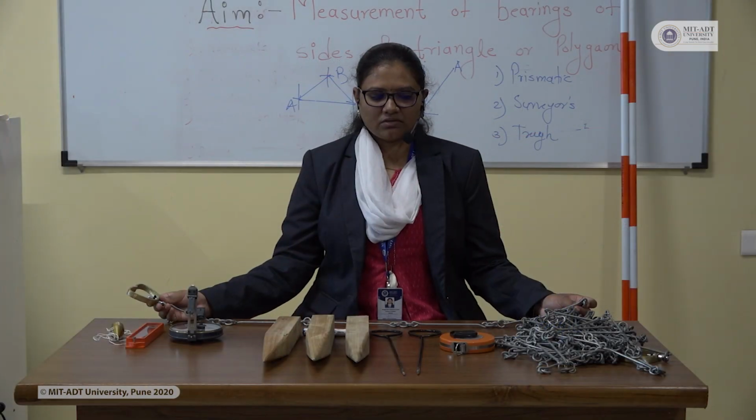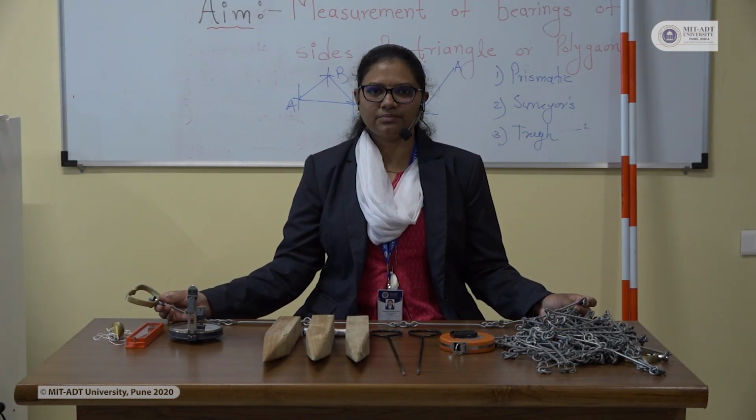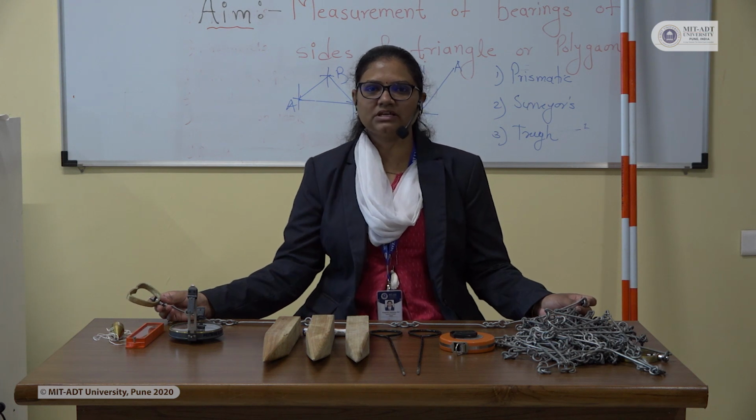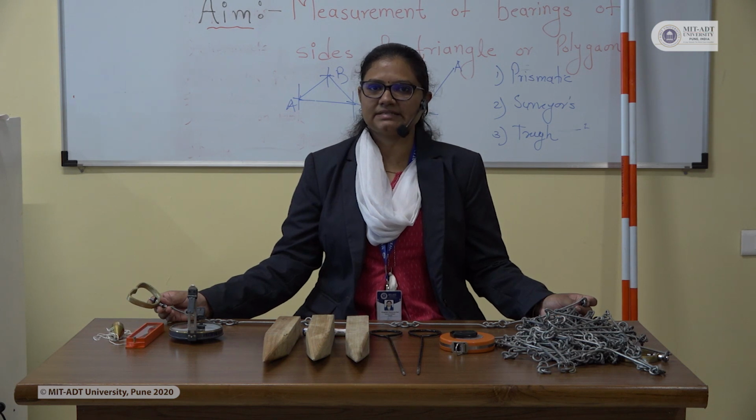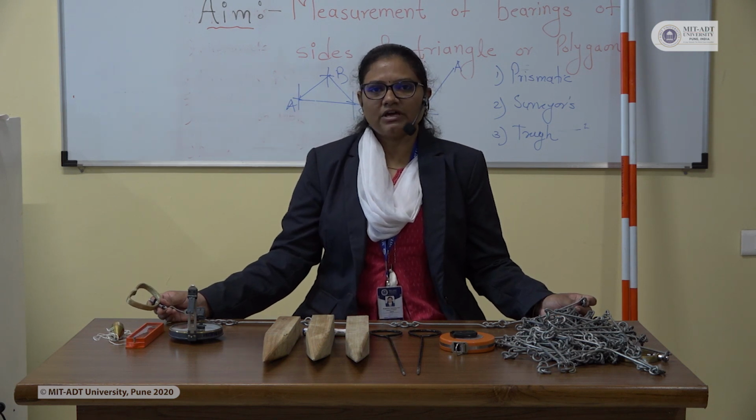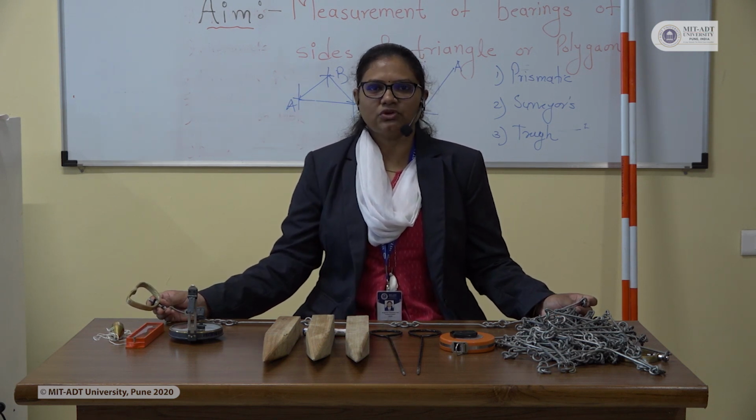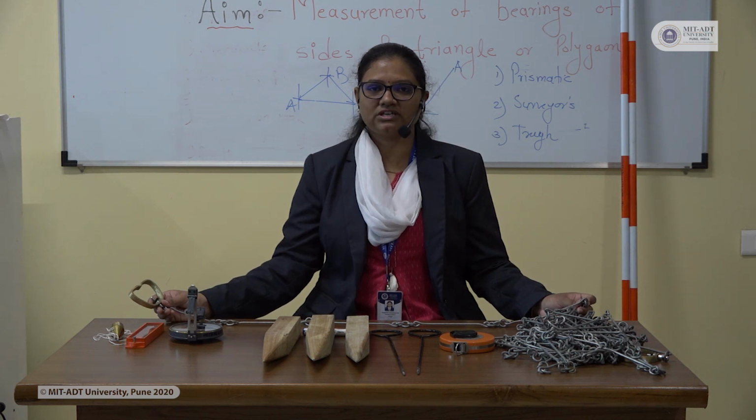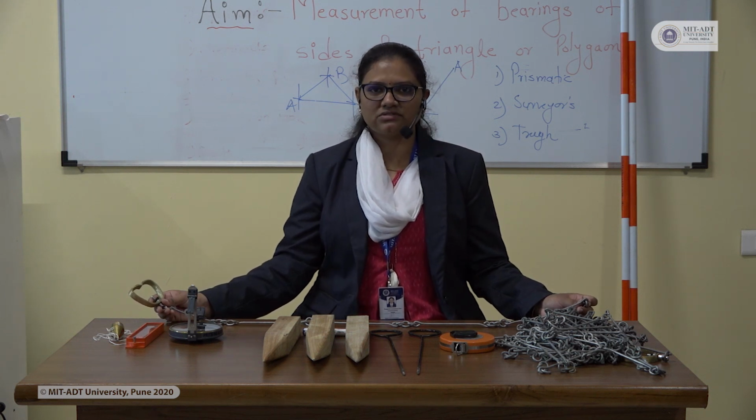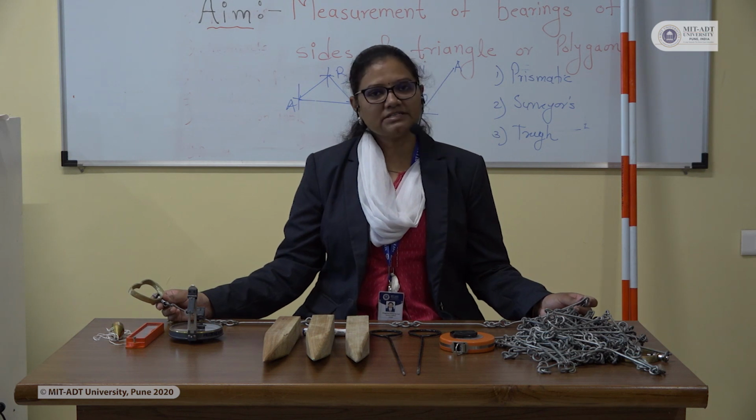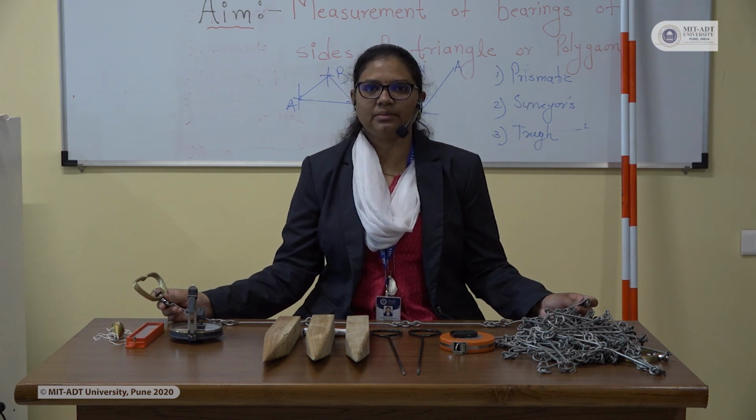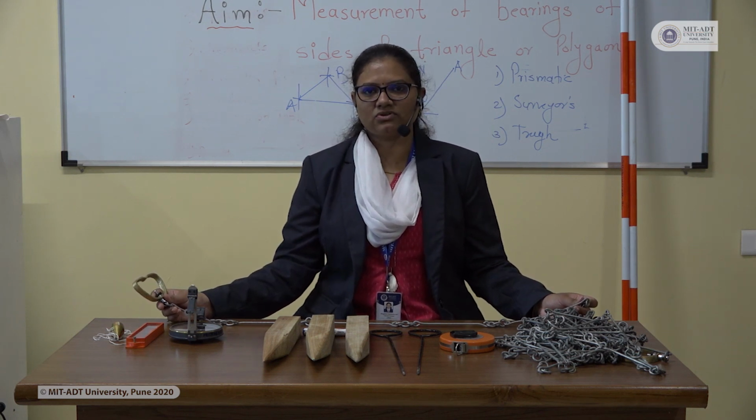Students, before going into detail with the component parts of a prismatic compass, we will learn some basic instruments which are used for linear measurements in compass surveying. When we have to deal with linear measurements between two points, we use the chain or tape. In chains we have the engineering chain and metric chains. These are the different types of chains.